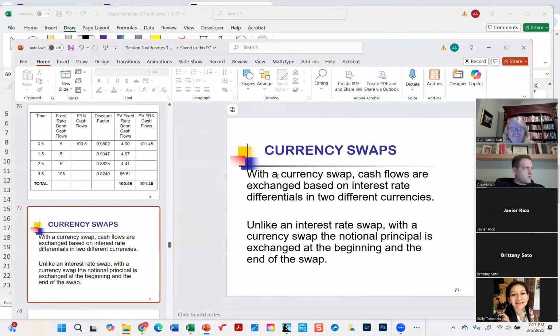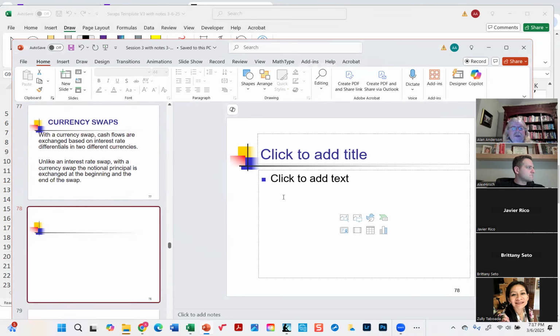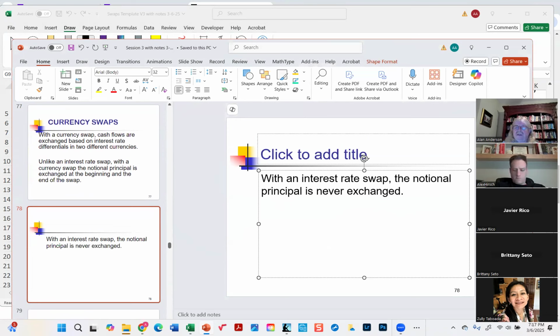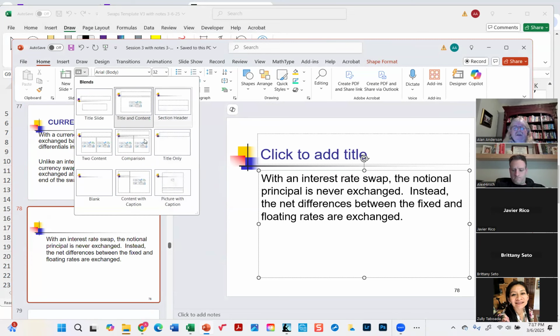So here, one of the most important differences, though, is that we saw before, with an interest rate swap, the notional principal is never exchanged. Again, this is for credit reasons. That would just put too much credit risk on the two sides. So instead, the net differences between the fixed and floating rates are exchanged. Again, to keep the cash flows down to a minimum and minimize the credit risk.